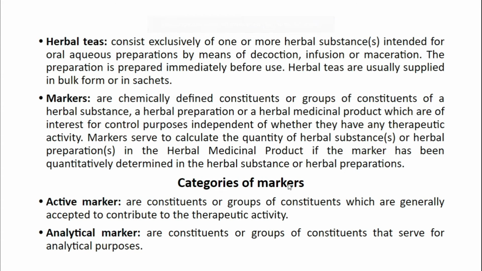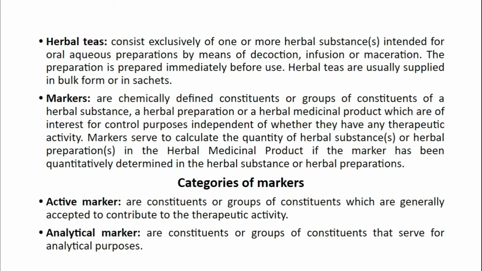Category of markers. I already told what a marker is: that chemical whose constituent is known. Suppose there's a chemical D, which is made up of A, B and C, whose constituent is like 80% of A, then 10% of B and 10% of C. That chemical, which can be in a herbal substance, herbal preparation, or herbal medicinal product, is a marker. It may have therapeutic benefits or therapeutic property, or may not have any therapeutic activity. It doesn't matter, it is a marker.